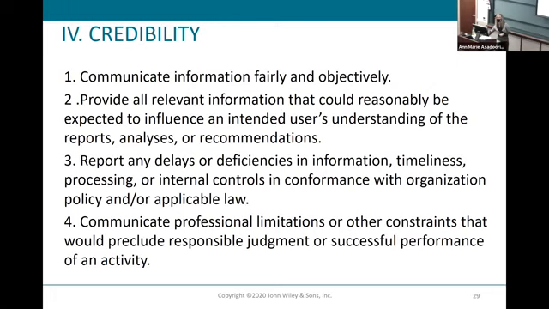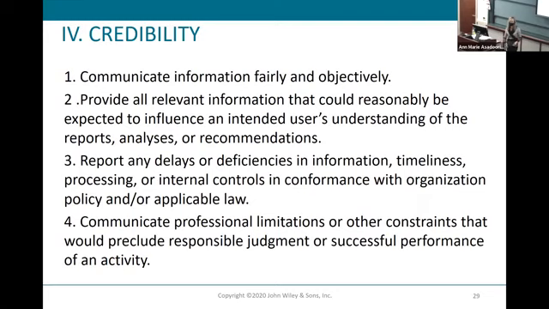Okay, and then credibility, another time here. Credibility is disclosure, right? So if you are credible, then that means people are going to believe you, they're going to trust you, they're going to believe that your company is a good, ethical company. So when I talk about disclosure, communicate information, communicate, right? It's all about disclosing. Provide all the information, especially if that information is going to change an intended user's understanding of the reports or change their actions when they're looking at your reports, when they're looking at your recommendations.